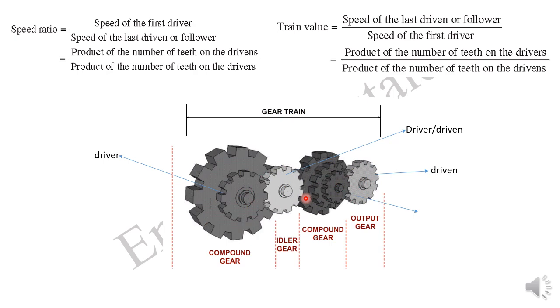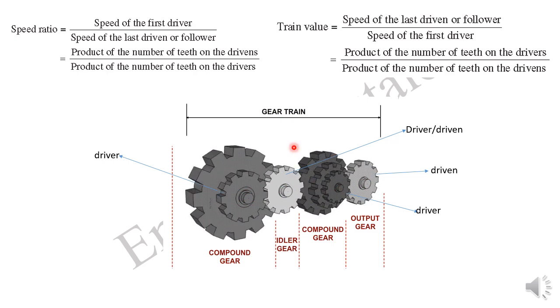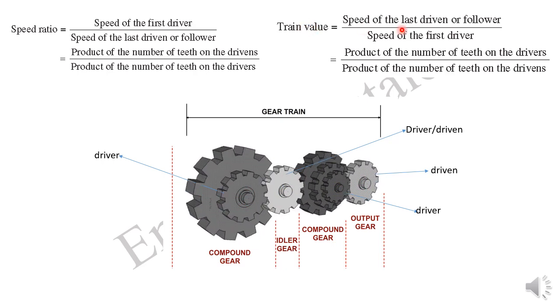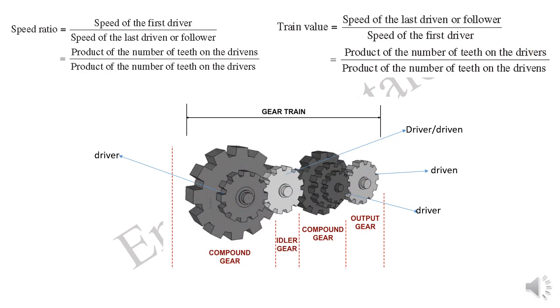Then if you look at this one, it is a driven, which is being driven by the driver, which is this one. This is the driven, and at the same time it's a driver, driving that gear. And then on that shaft there is this gear, which is the driver, driving that one there, which is the driven. So you need to know the speed ratio, as well as the train ratio. The train ratio is basically the inverse of this one. The train ratio is the speed of the last follower or driven divided by the speed of the first driver. This should be equal to the product of the number of teeth on the drivers divided by the product of the number of teeth on the driven.